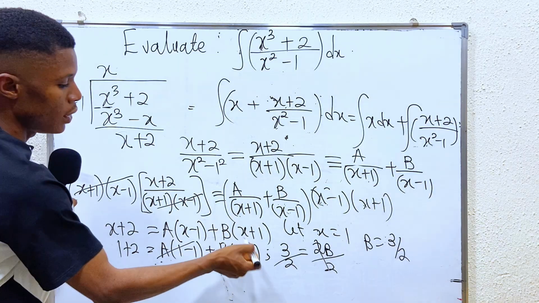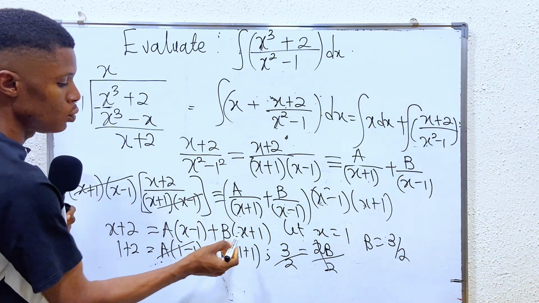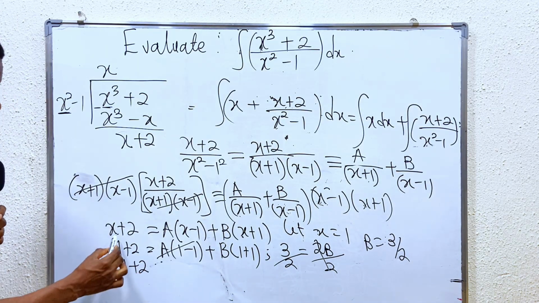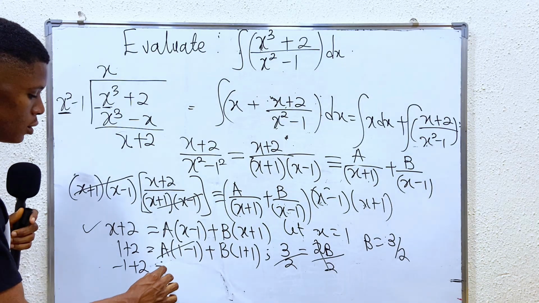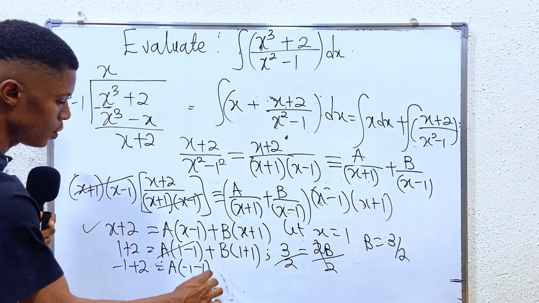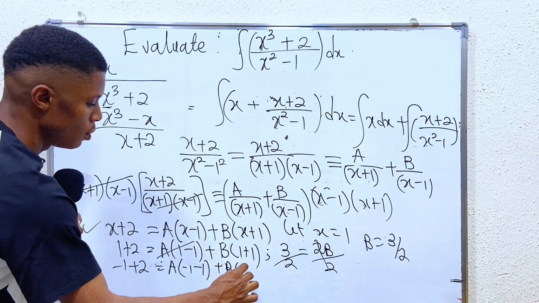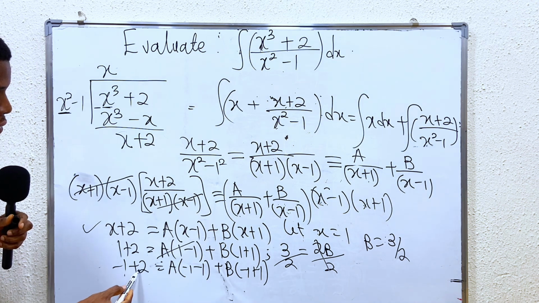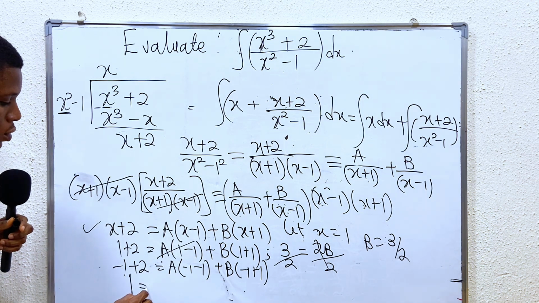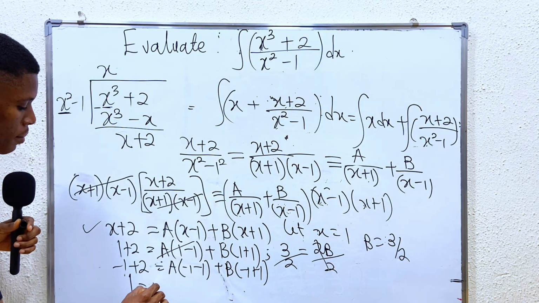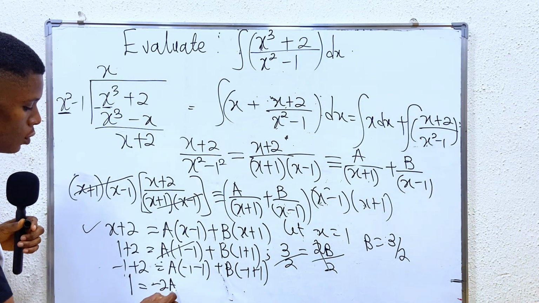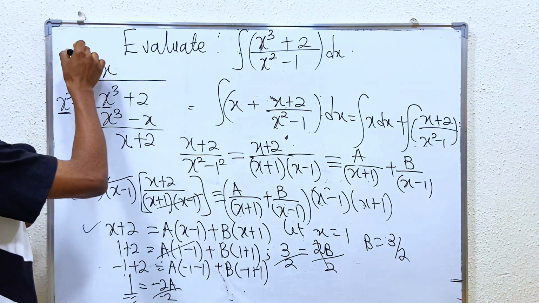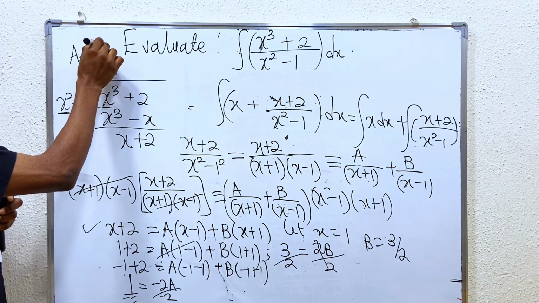Get A? We can now eliminate B. To eliminate B, we choose x to be equal to minus 1. So we'll have minus 1 plus 2, substituting here, is equal to A into minus 1 minus 1, then plus B into minus 1 plus 1. You can now see that minus 1 plus 2 is 1. You have 1 is equal to minus 2A. So if we divide by minus 2, you basically see that A is equal to minus 1 over 2.